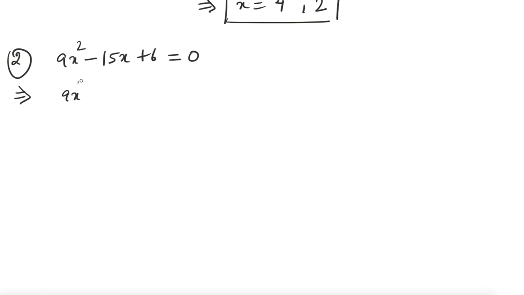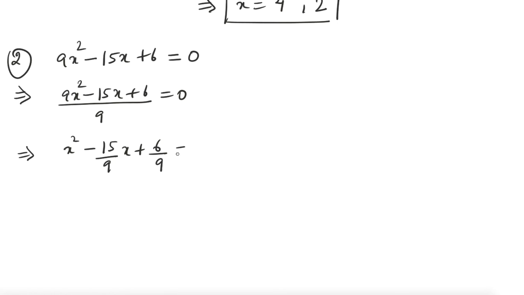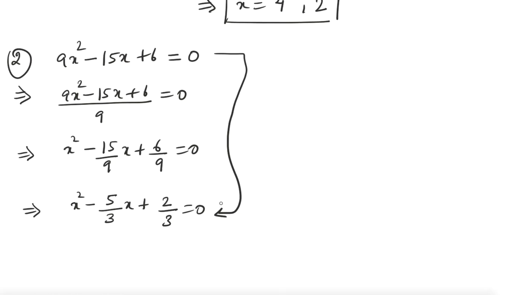So I have 9x square minus 15x plus 6 whole divided by 9 is equal to 0. So this becomes x square minus of 15 by 9x plus of 6 by 9 equals to 0, which is nothing but x square minus of 5 by 3x plus of 2 by 3 equals to 0. Okay, so the roots of this equation and the roots of this equation will be same. That is what I mean to tell you. Even if you solve this equation directly, then only you'll get the same roots. And even if you solve this equation, you will get the same roots.